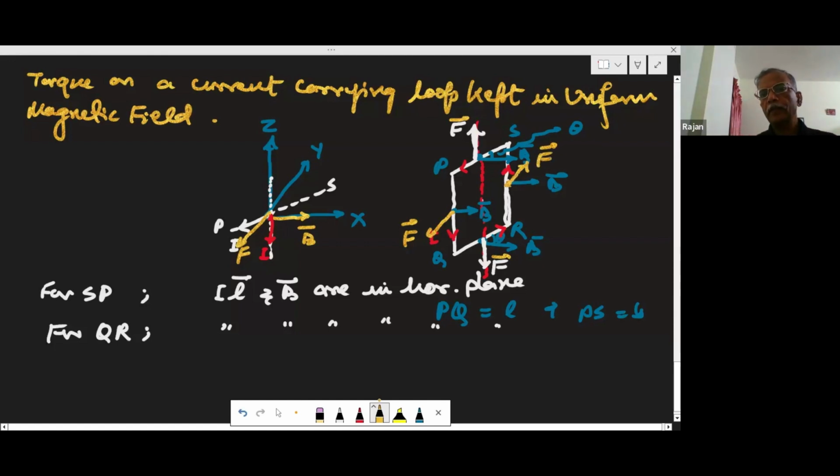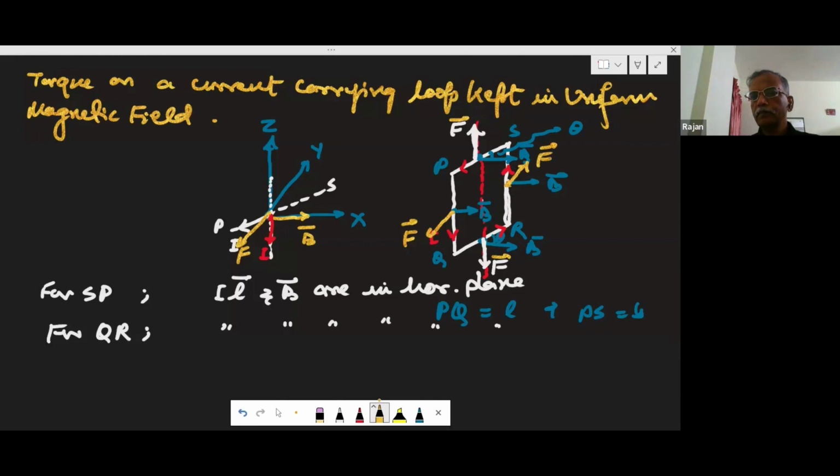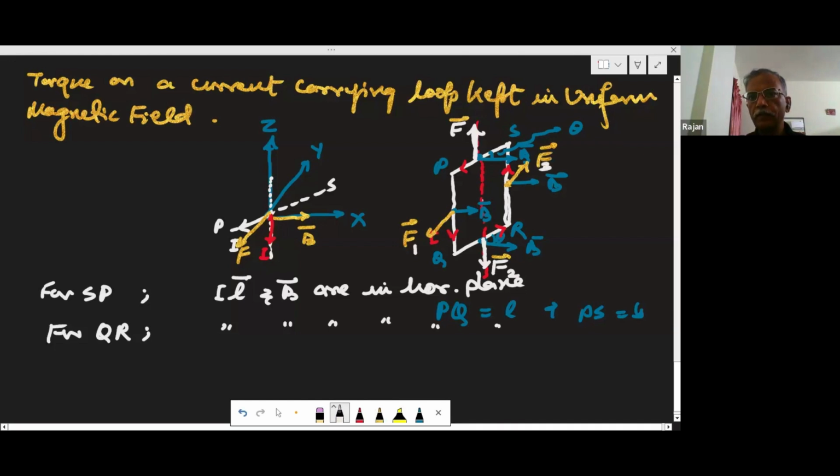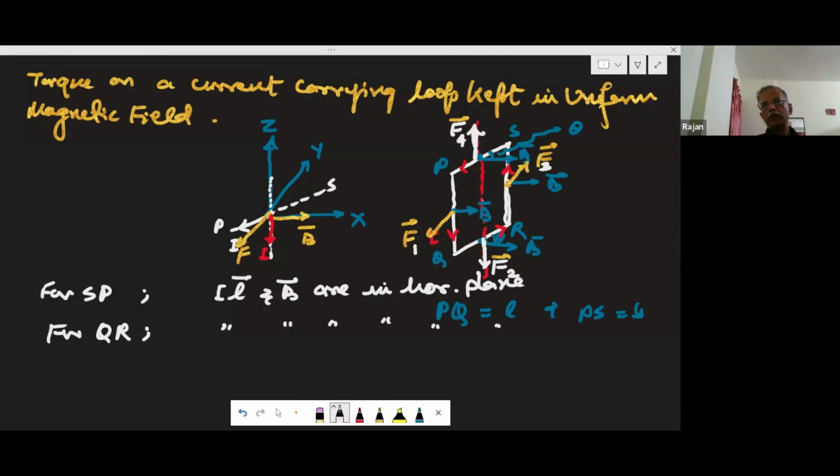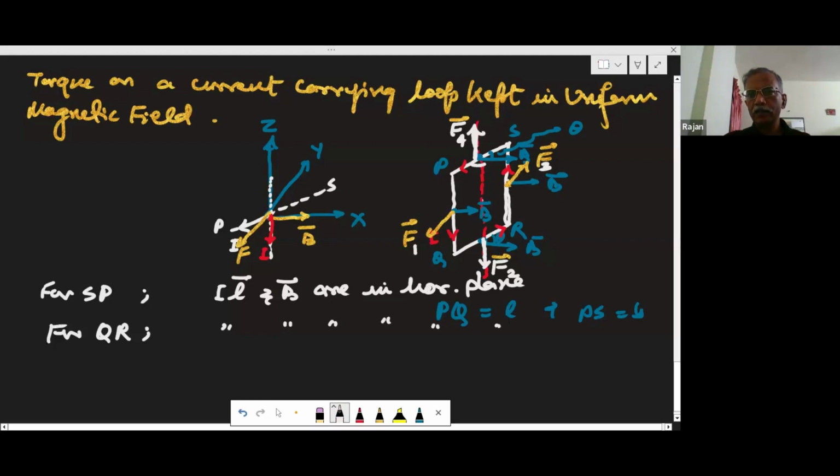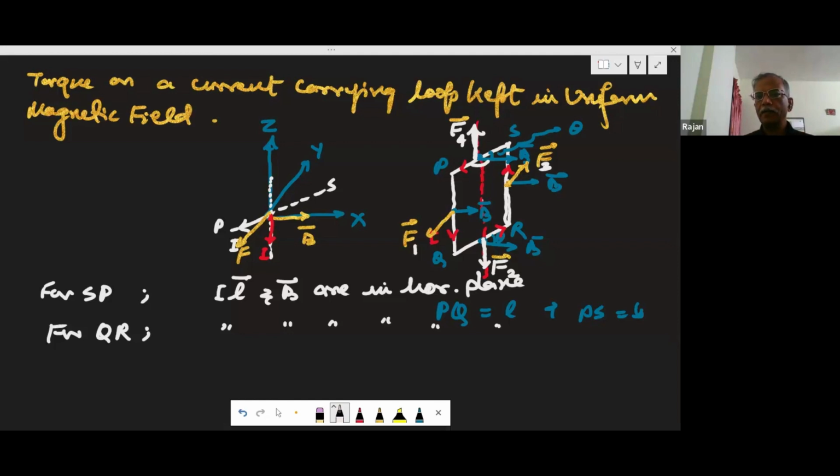All the four side forces F, we got it. Now you check it. I can name them: this is my F1, F2, F3, F4. Now you can check it. F3 and F4, they are collinear along the same line, yes or no? And they are equal also because your IL is the same, B is the same. So ILB sine theta. Here the angle is sine of 90 minus theta, but sine of 90 minus theta is sine theta only. So F4 will be the same as F3 and they will cancel each other because they are collinear along the same line.